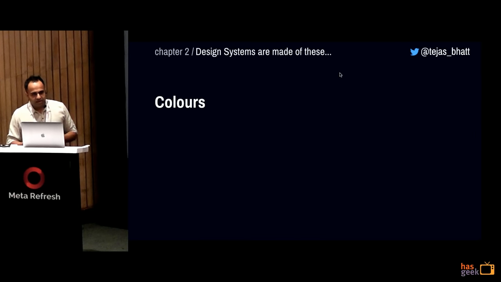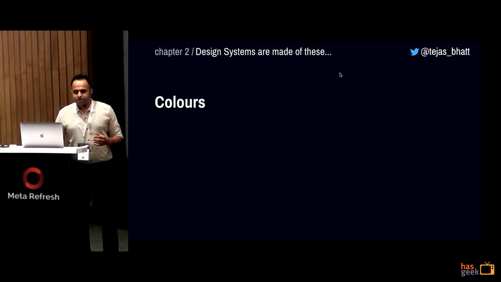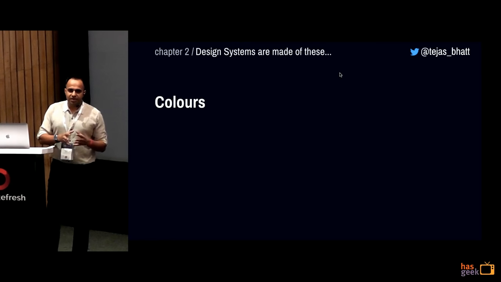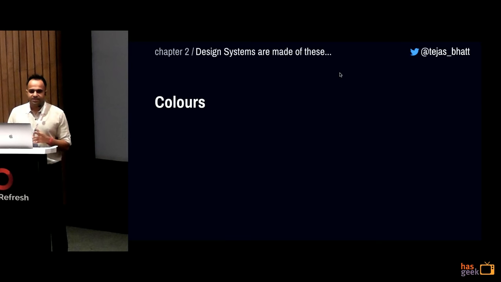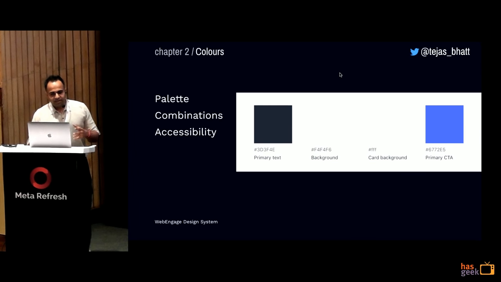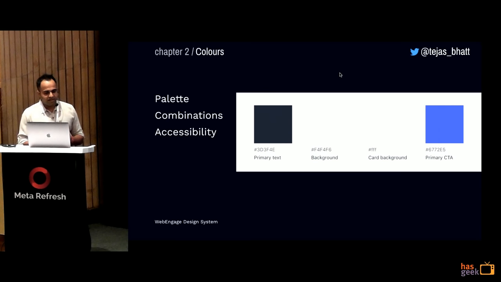Colors. Again, with colors, you go back to your brand and what your brand wants to convey. A lot of times the color palette would already be decided by the brand. Then you take that and test it for different things, different combinations, and you come up with a color palette from that. This is the primary color palette that we use for WebEngage.